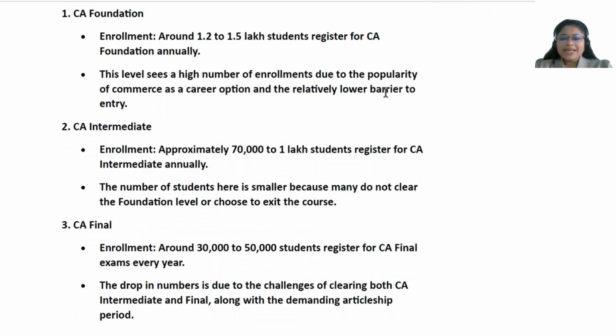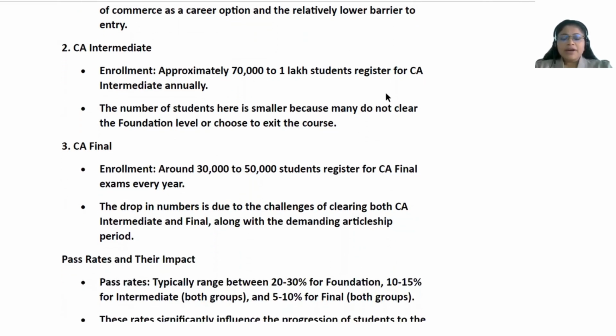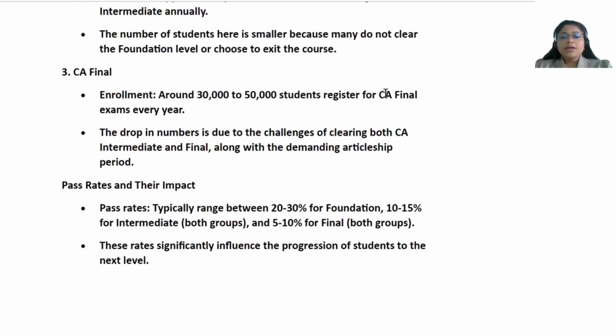The number of students here is smaller because many of them do not clear the Foundation or they take an exit route. Coming to the CA Final enrollment, around 30,000 to 50,000 students register for CA Final on an approximate. So the number drop is due to the challenges in clearing the CA Intermediate, both the groups, as well as the demand of completing 2 years of practical training.